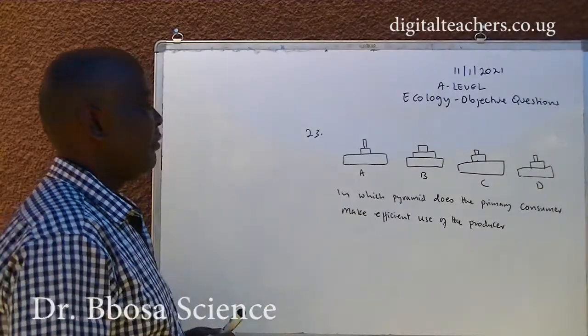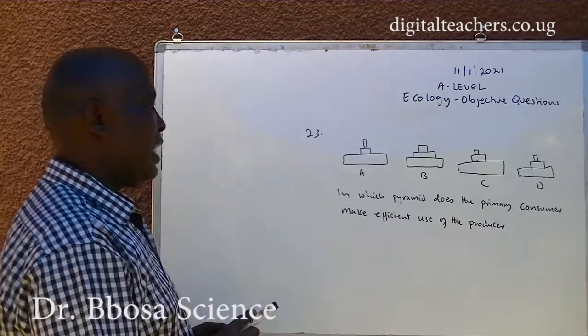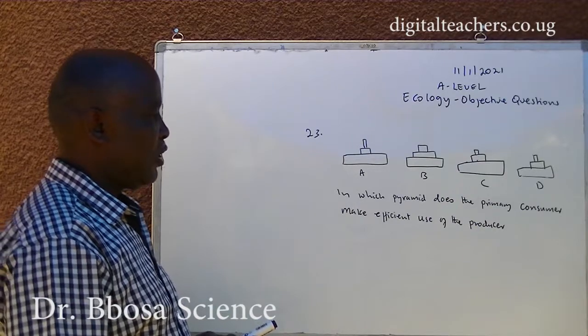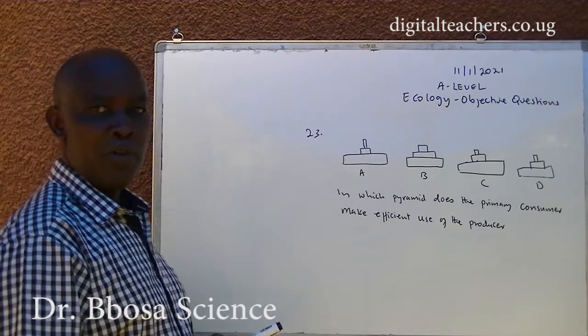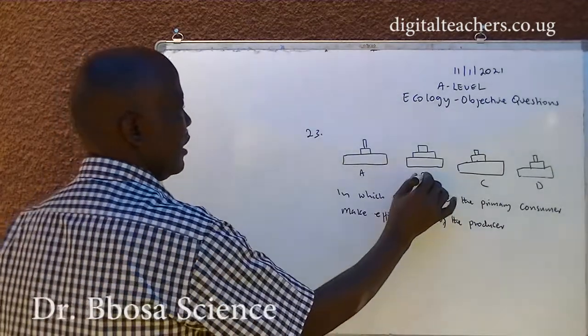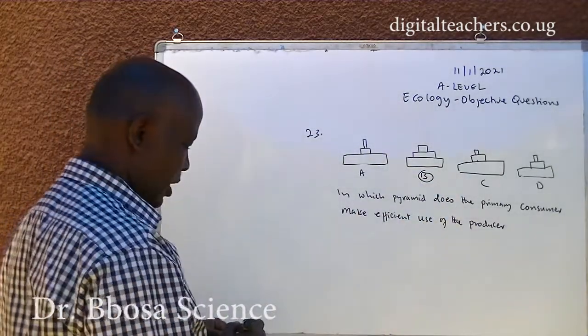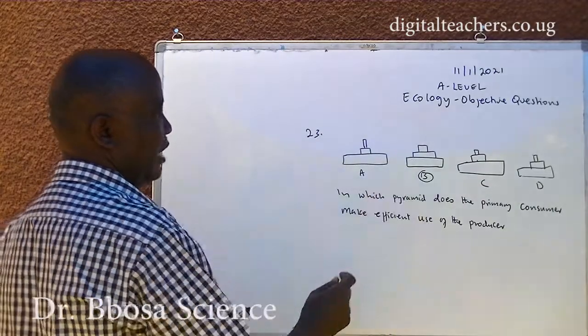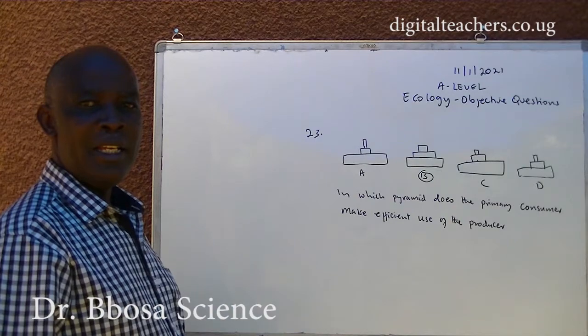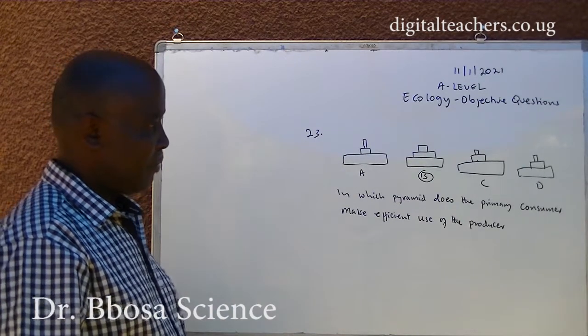Number 23. In which pyramid does the primary consumer make efficient use of the producer? You can pause and answer. The answer is B. Producers support relatively big number of primary consumers.